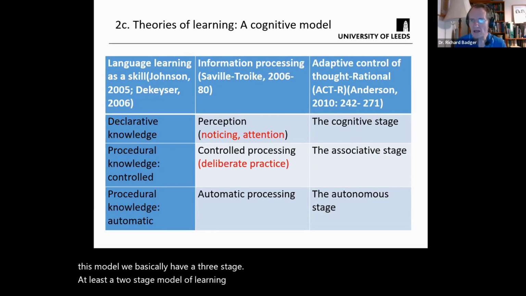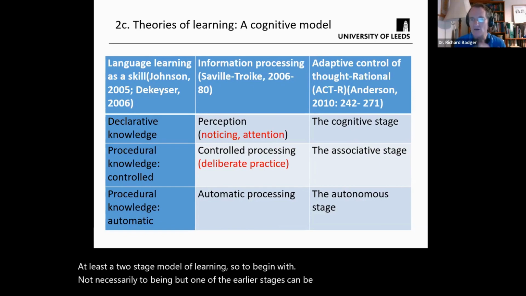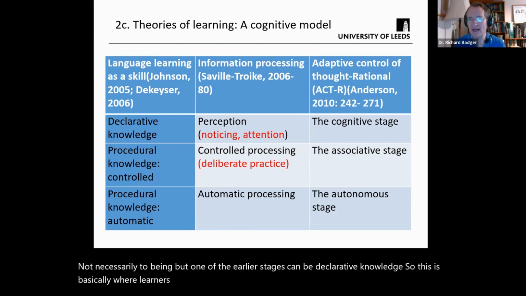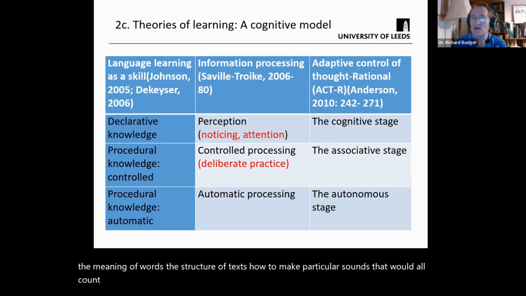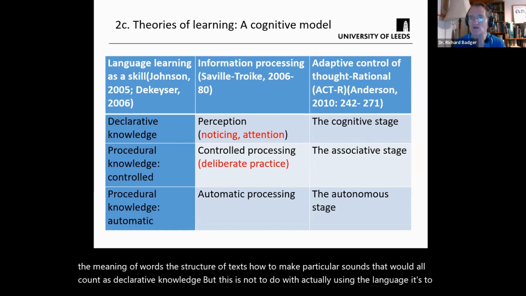So to begin with, well, not necessarily to begin with, but one of the earlier stages can be declarative knowledge. So this is basically where learners get knowledge about language. So for example, things like grammar rules, the meaning of words, the structure of texts, how to make particular sounds, that would all count as declarative knowledge. But this is not to do with actually using the language, it's to do with understanding it or knowing it.